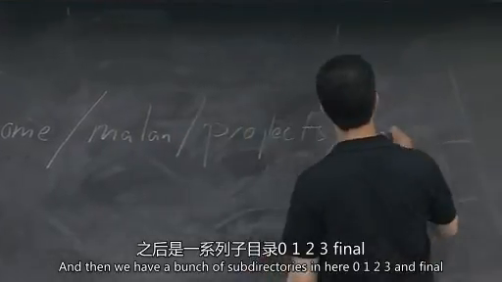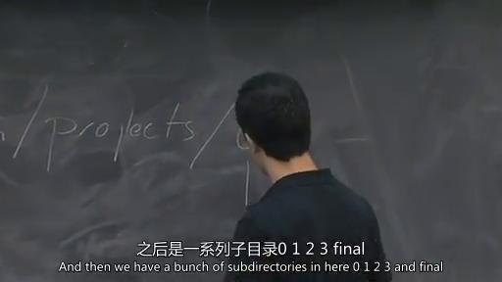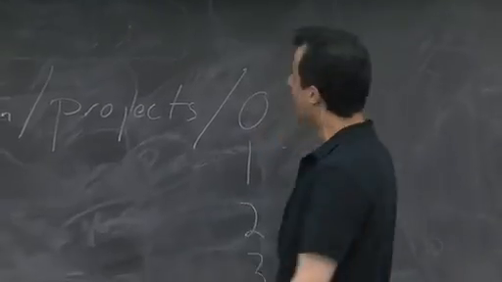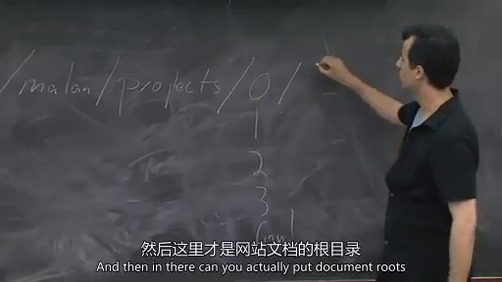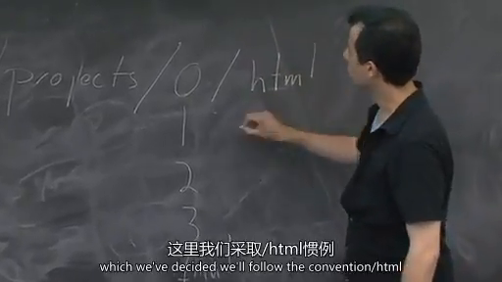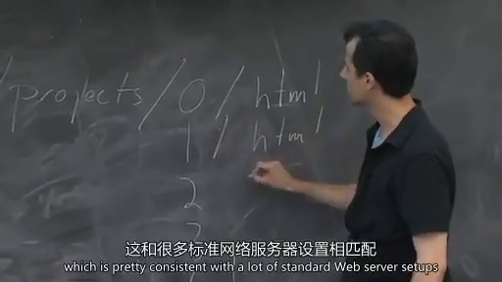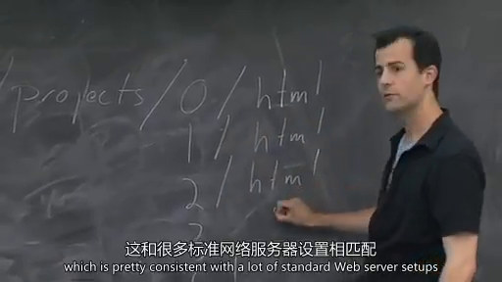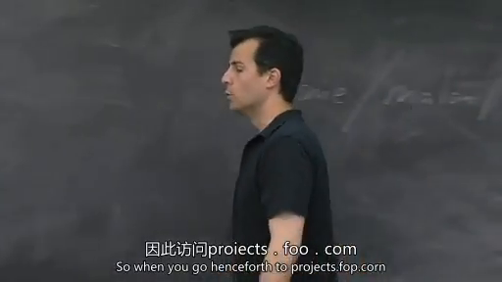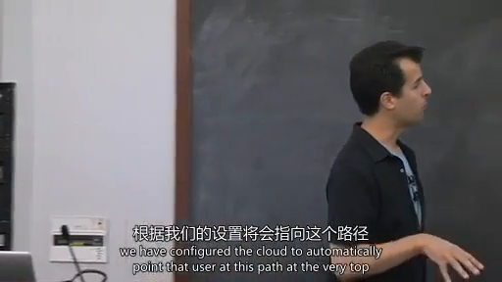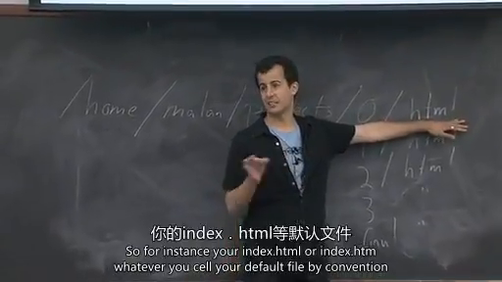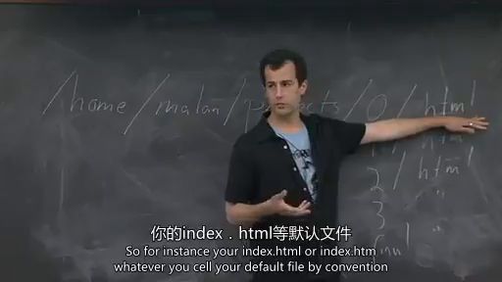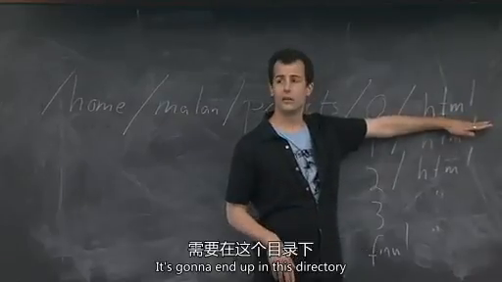And then we have a bunch of subdirectories in here: 0, 1, 2, 3, and final. And we'll talk a bit more about this today and moving forward. And then in there, you can put document roots, which we've decided will follow the convention /HTML, which is pretty consistent with a lot of standard web server setups. So when you go henceforth to projects.foo.com, we have configured the cloud to automatically point that user at this path at the very top. So for instance, your index.html or index.htm, whatever you call your default file by convention, is going to end up in this directory.